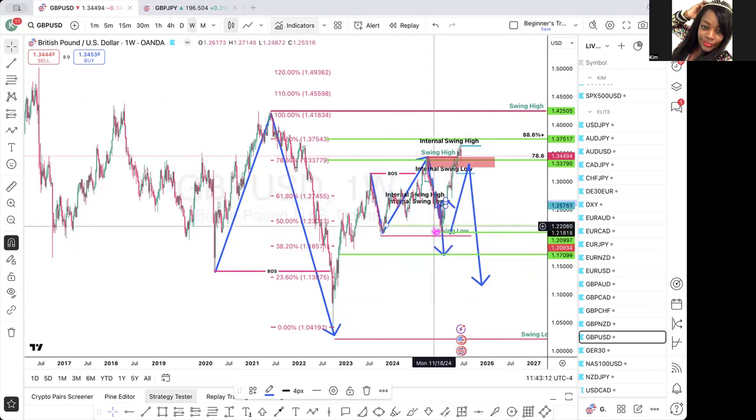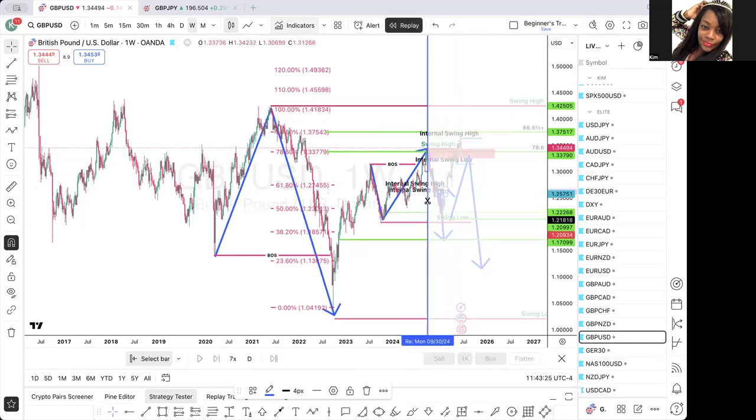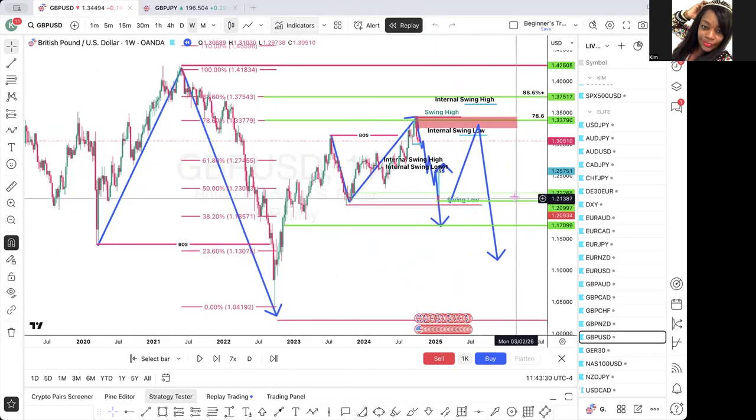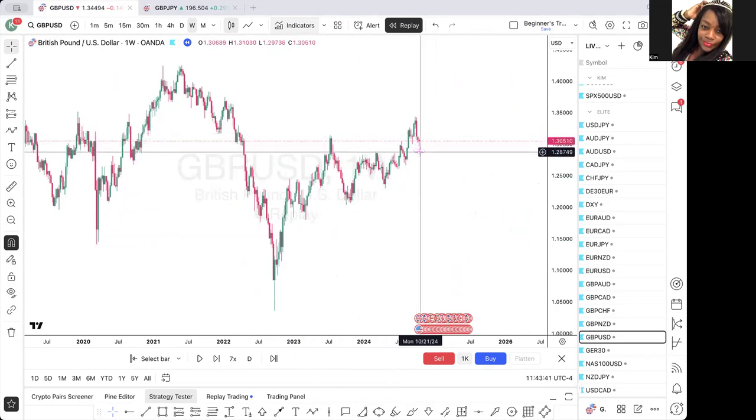I use the phrase: buy until you can't buy anymore, sell until you can't sell anymore. So if I saw this on the daily, if I came to my chart, and I'm going to erase all of the drawings, okay? If I came to my chart on the week of October 14th, 2024, and this is what I saw.